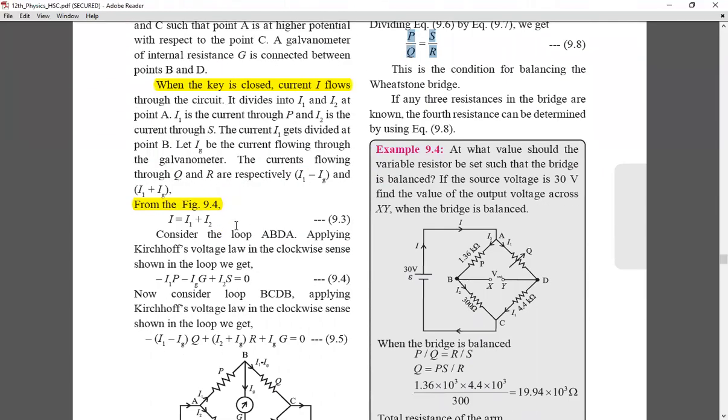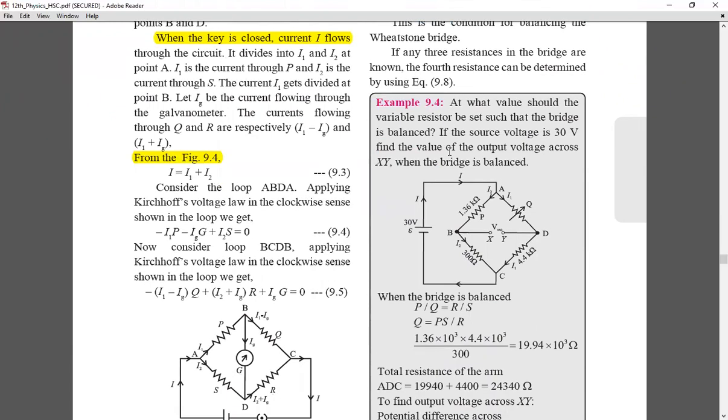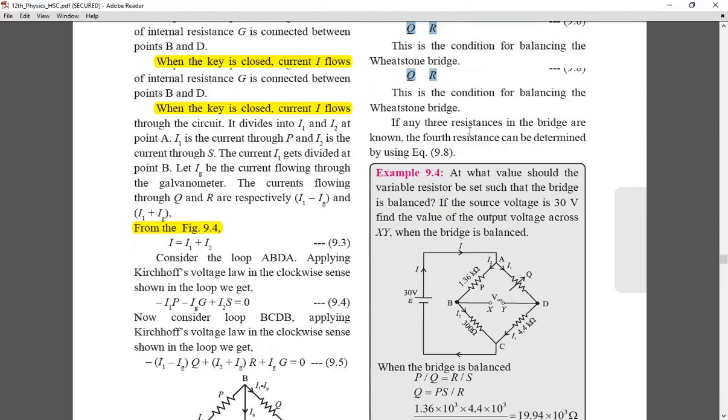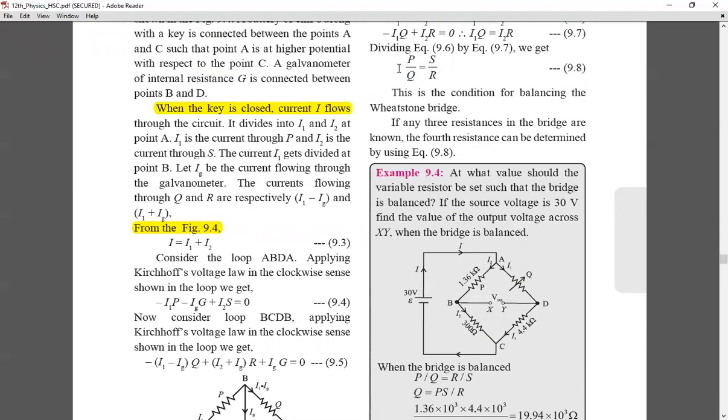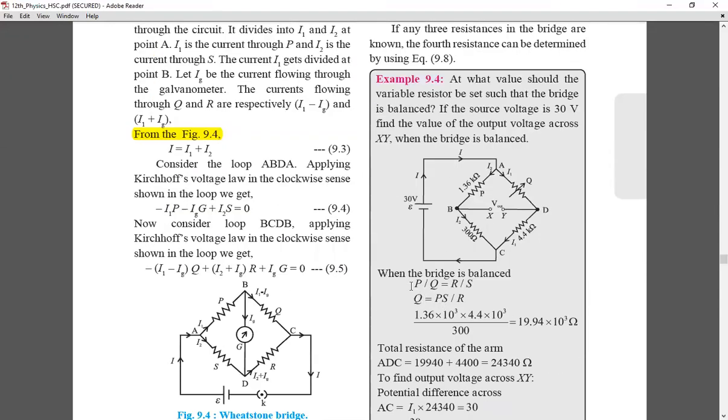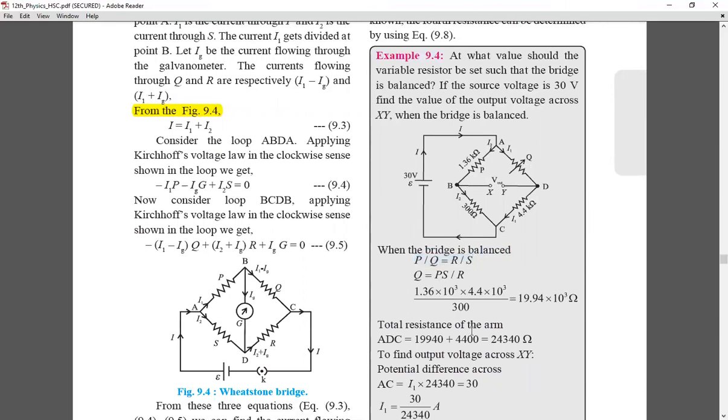Problems are also asked in this topic for a minimum of 2 marks and 3 marks. Let's see the solved problem. What it asks: at what value should the variable resistance be set such that the bridge is balanced? Initially the bridge is not balanced, so what value of Q is chosen such that the bridge is balanced? By the balancing condition, the bridge will be balanced when the ratio P by Q equals S by R. So we use this equation, and we have to find Q.